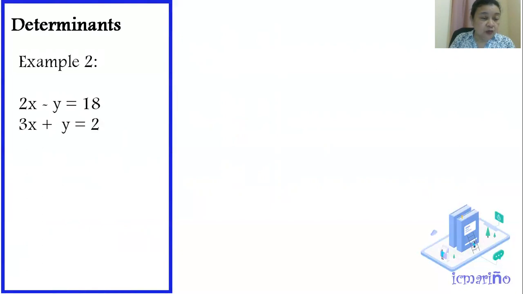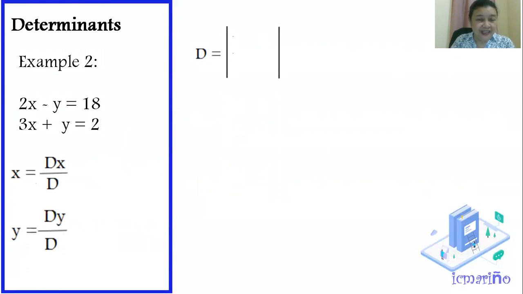2x minus y equals 18 and 3x plus y equals 2. Again, using the same formulas, x equals dx over d and y equals dy over d. Solving for x, solving for d, for the determinants. Okay, so anong kailangan natin? Coefficient of x, 2 and 3. Ang coefficient naman ng y, negative 1 and 1.